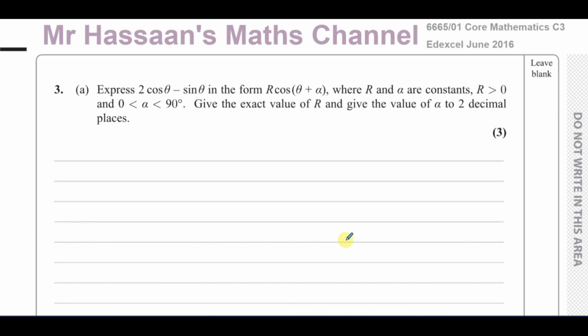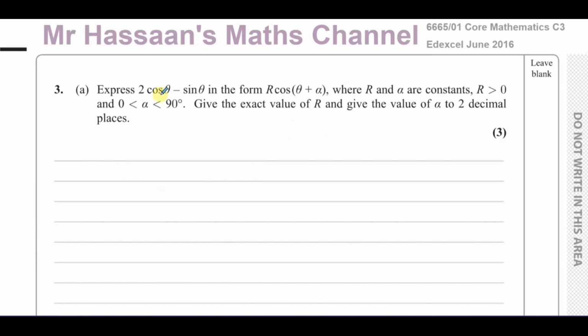I'm now answering question number 3 from the June 2016 Core Mathematics C3 paper from Edexcel. This is related to the P3 syllabus of the new specification. This is an older paper from the old C3 spec, but the concepts are basically the same. One of the students has asked me to answer this question, so I'll do so.